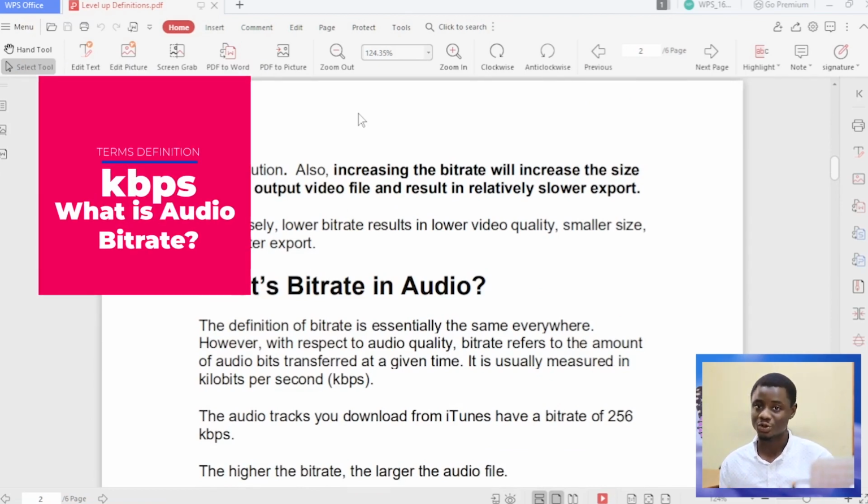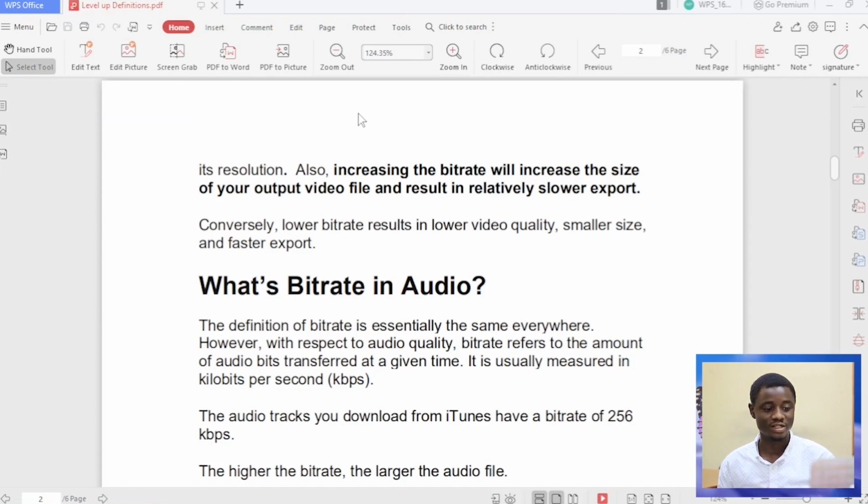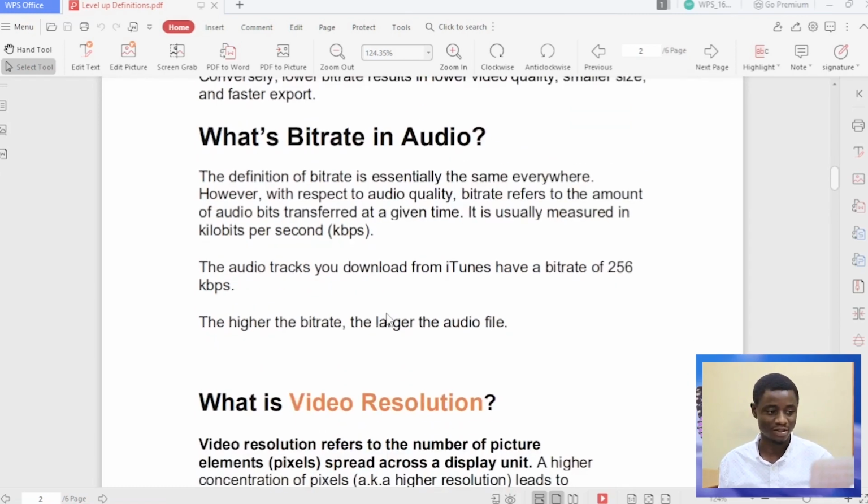So what's bitrate in audio? It's almost the same thing. The definition of bitrate is essentially the same everywhere. However, with respect to audio quality, bitrate refers to the amount of audio bits transferred at a given time. It's usually measured in kilobits per second, that is kbps. The audio tracks you download from iTunes have a bitrate. So with most audio, when you go to the settings, go to the properties, you see their bitrate. Different audio has different bitrates, and they affect the size just the way it occurs also in video.